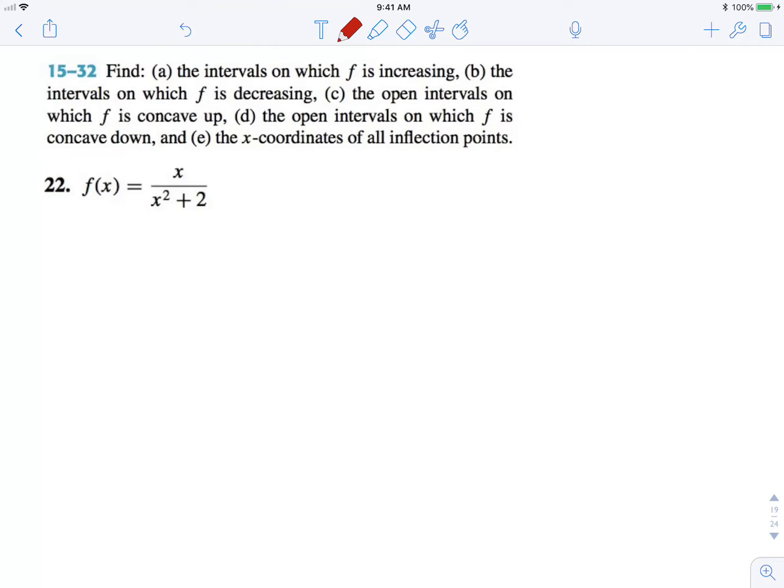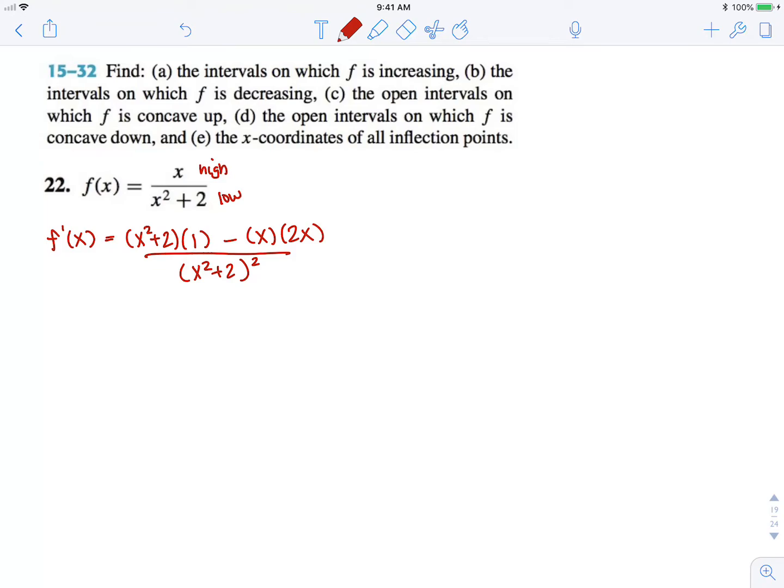So now in this example, we're given a function and we're going to analyze it to find all intervals of increase, decrease, concavity, and inflection points. So if we're trying to find where the function is increasing or decreasing, the first thing we should find is the derivative. So I have a high and I have a low, so I'm going to do quotient rule. So that's low d high, minus high d low, square the bottom, and away we go.